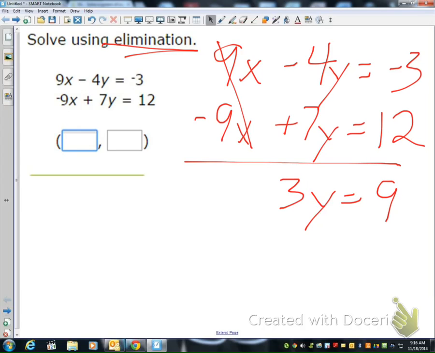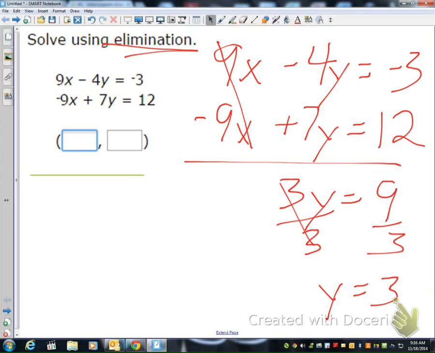Now I have a one-step equation, right? So I'm going to divide by 3, and I get y equals 3. Then, just like on all of our others, if I know what y is, I can plug it into either equation. It doesn't matter. I can plug it into this one or that one and solve for x. So which one do you want to plug it into? The top one? All right.